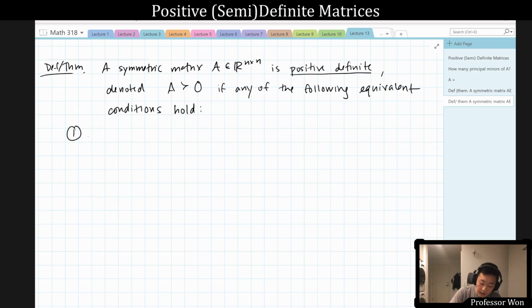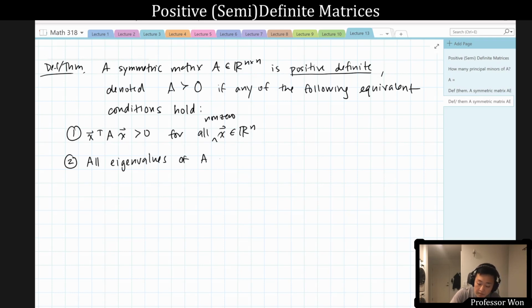So 1 is the definition that we saw last time. X transpose AX is greater than 0 for every non-zero vector X in Rn. Of course, if you plug in X equals 0, you'll get 0. In other words, the graph intersects the domain at the origin, but is always above it other than at the origin. Okay, 2, I said you were correct if you guessed it: all eigenvalues of A are positive. That again seems very believable to me.